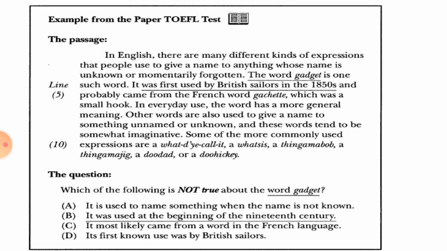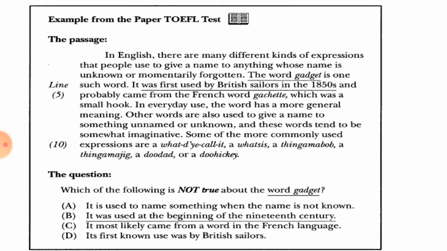As you see here, answer B and C and D are mentioned in the passage as expressions for something that is not known. The only answer that is not mentioned or not true is answer A, which is a what is it. Therefore, option A is the best answer for this question.